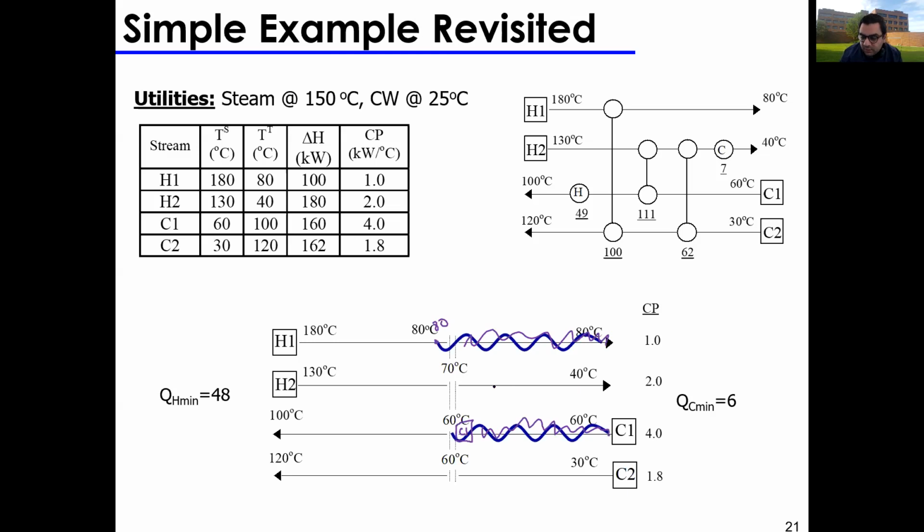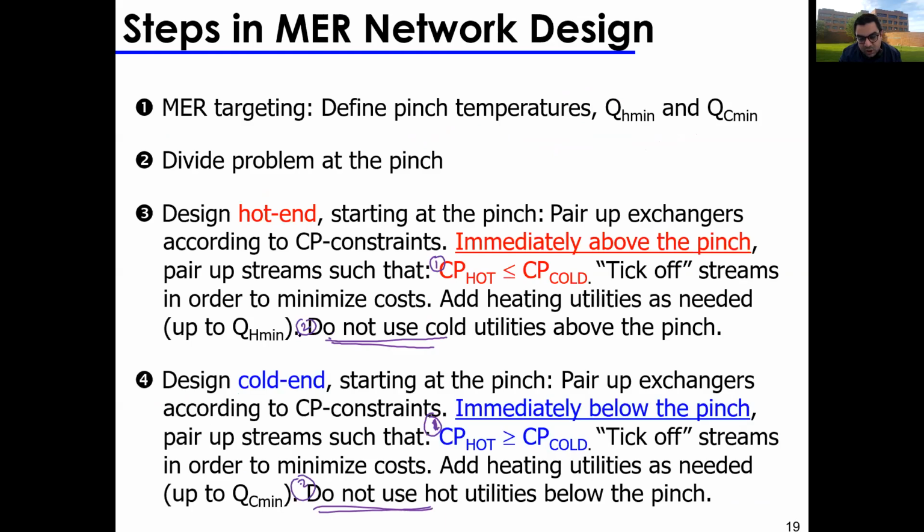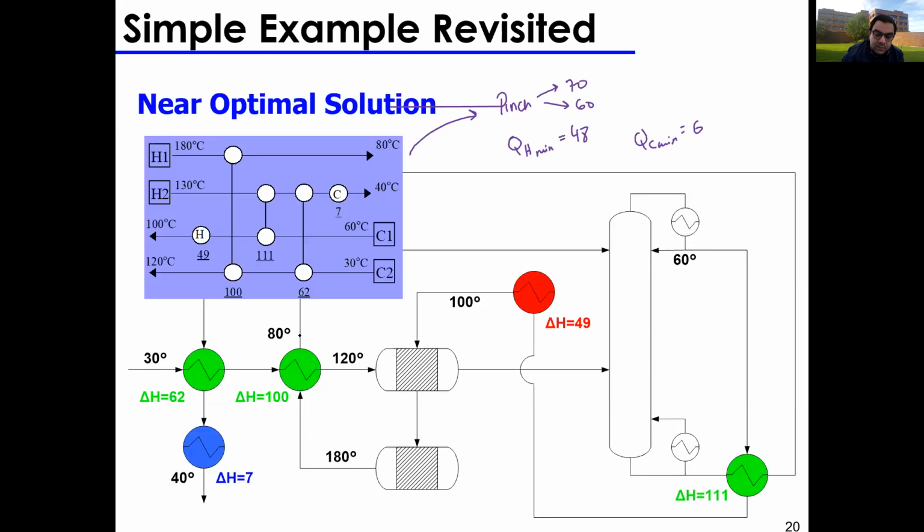Okay, this is what we did. Got rid of them. And now let's have a look at the two problems, the two sides. And again, let's remember the rules. Let's go back a second here. Remember the rules. We said above the pinch, CP hot less than CP cold, no cold utilities. Below the pinch, CP hot greater than CP cold, no hot utilities.